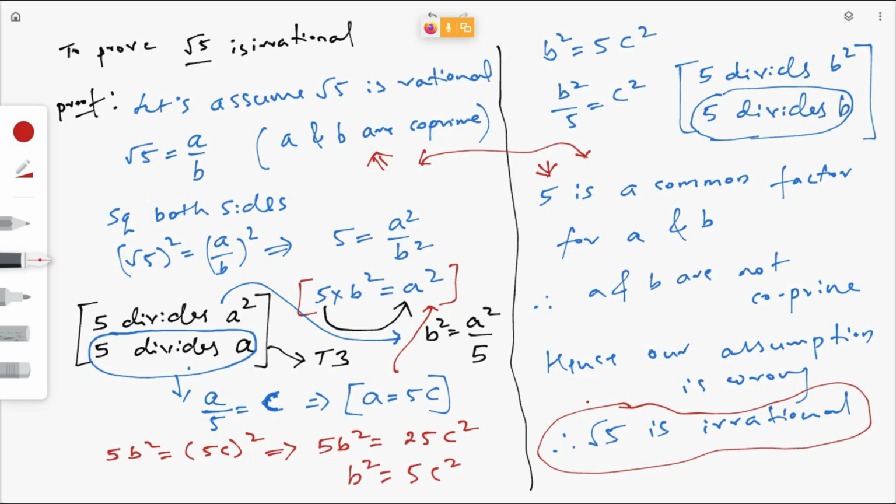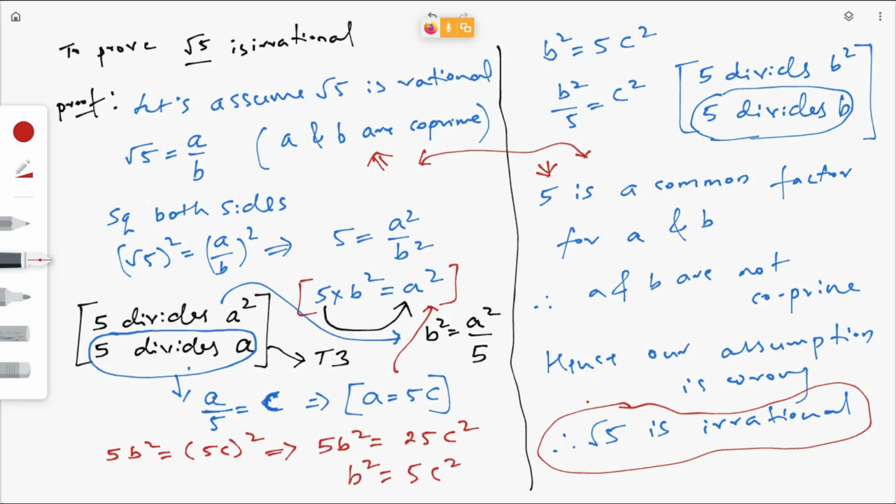At the start, what did we assume? We assumed that a and b are co-prime numbers, they don't have any common factors. But here we got 5 as a common factor. Because our assumption itself is wrong, right? We can't take root 5 as a rational number. So definitely we get a contradiction because we assumed something wrong. We all know that root 5 is an irrational number.